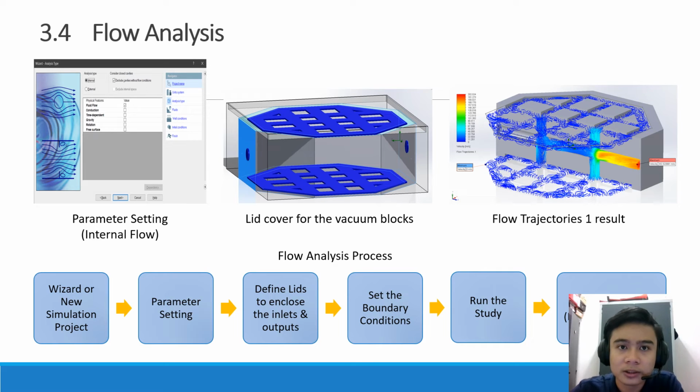As for the flow analysis process, first is creating a new simulation project using the wizard, followed by parameter setting, then defining lids to enclose the inlet and outputs. Then set the boundary condition, run the study, and generate results. For evaluating the result of flow analysis, I use flow trajectories 1.